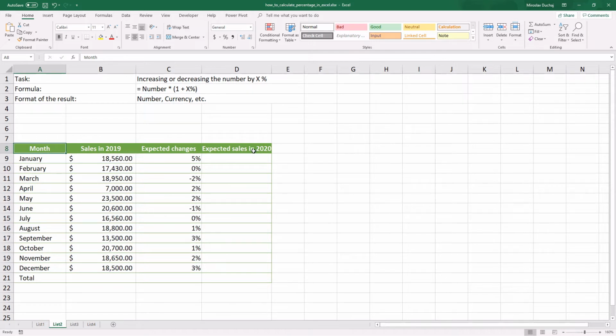The formula is the number multiplied by, in brackets, 1 plus X%. We have a table with months from January to December again and sales in the year 2019. We know expected changes in percentage value. Changes represents how the sale for a respective month will decrease or increase in percentage value, and we want to calculate the expected sales in 2020.